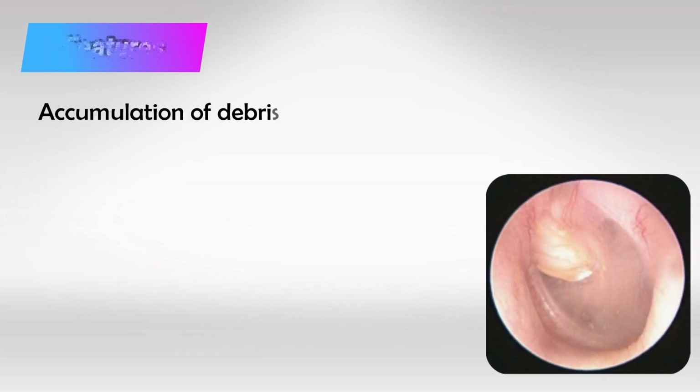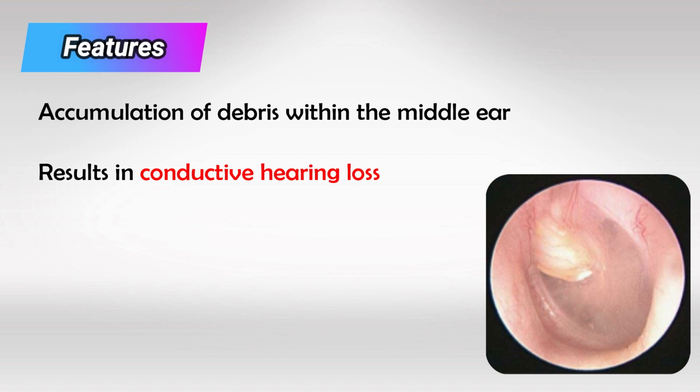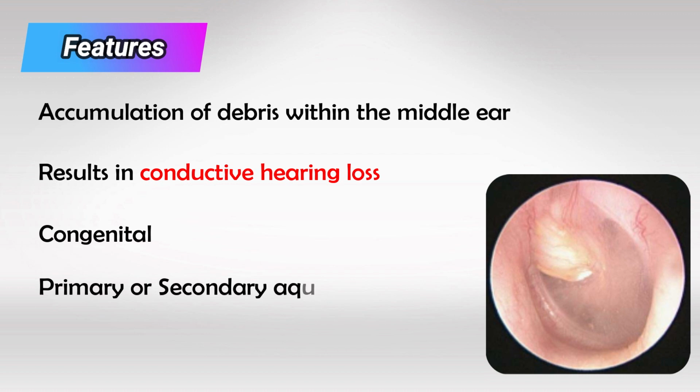Unlike the name suggests, this has nothing to do with cholesterol or tumors. It refers to overgrowth of some dead debris and dead cells within the middle ear. This desquamated mass usually corrodes the ossicles and lies over the drums. They can be congenital, primary acquired, or secondary acquired.